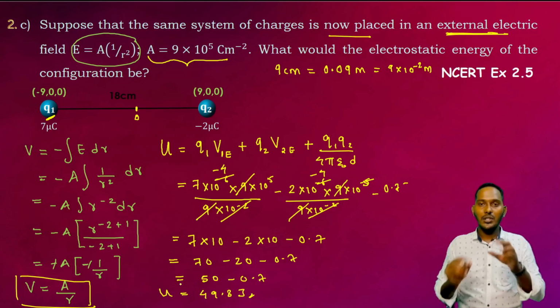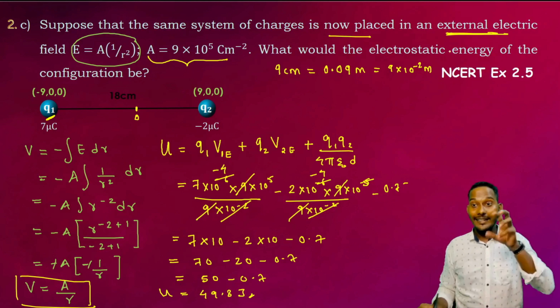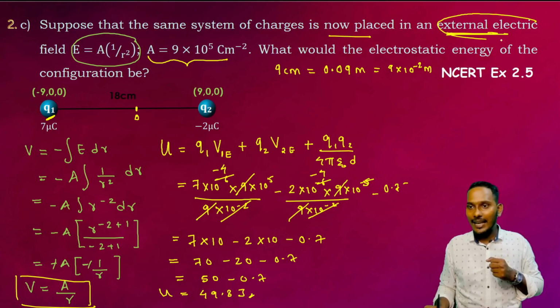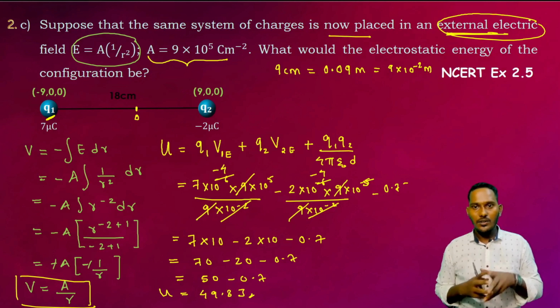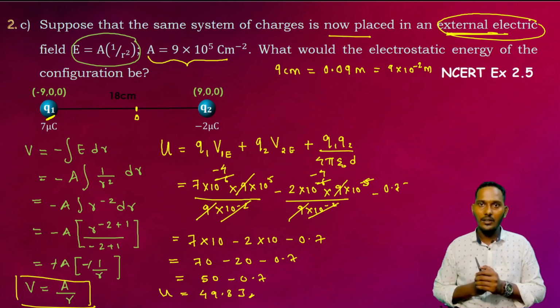So that's the total potential energy of these two charges when they are placed in an external electric field. So this is how you do the calculation work. Well, now students, let's go for the third question.